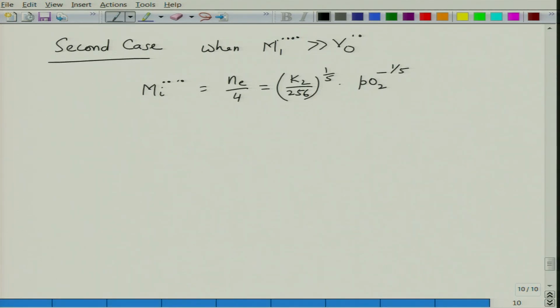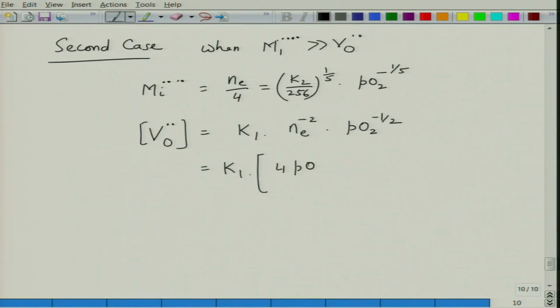Now, we would like to calculate what is VO in this case. VO can be calculated using the first equation. The first equation says that VO is equal to K1 into Ne to the power minus 2 into PO to the power minus 1 by 2. So, you replace Ne from there. Ne is now 4 PO to the power minus 1 over 5 to the power minus 2 into PO to the power minus 1 over 2.